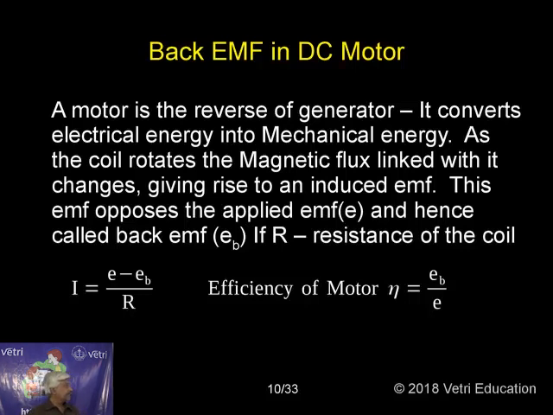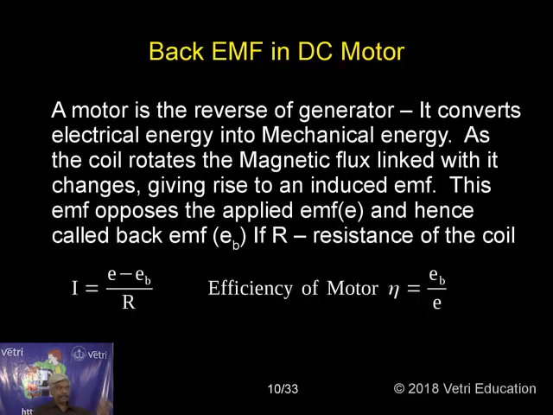That gives the energy as mechanical energy. As the coil rotates, the magnetic flux linked with it changes, just like what we have seen, giving rise to an induced EMF. This EMF opposes the applied EMF. You should not confuse yourself: there are two EMFs in a motor. One is called induced EMF, another is called applied EMF. What is applied EMF? From the plug point we give some current externally; that is called applied EMF. Due to the motion of the coil, an EMF is induced.